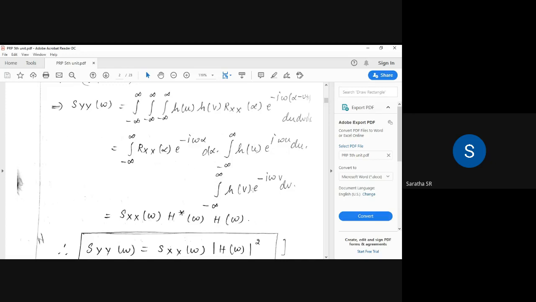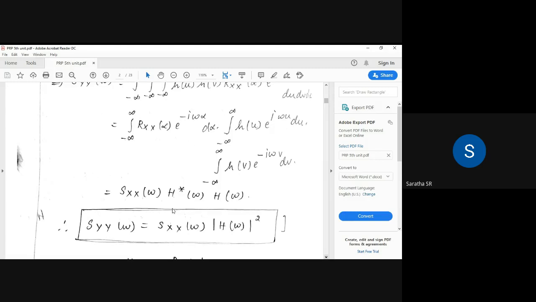So h of this is also the Fourier transform of the system transfer function, that is h of omega. Instead of minus omega, here we have plus omega, so we can write h star of omega. So h star of omega into h of omega can be written as modulus h of omega the whole square. So we get Sxx of omega.